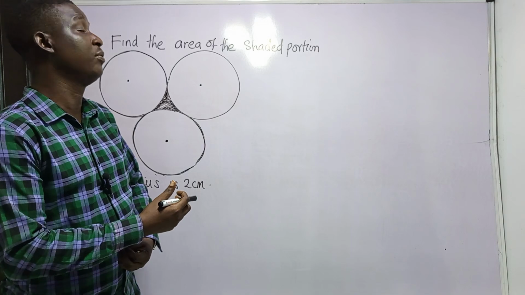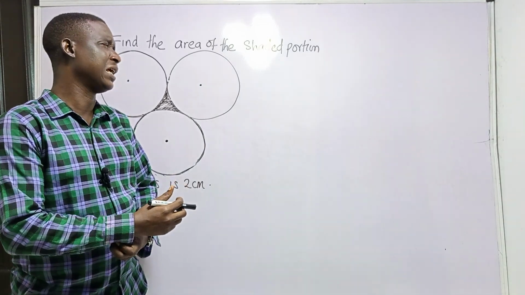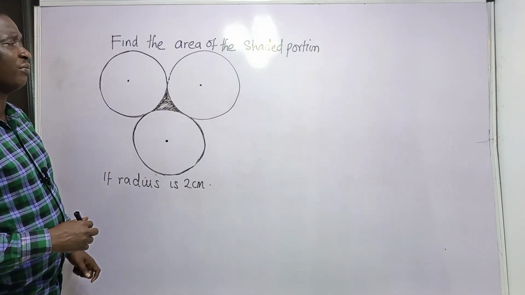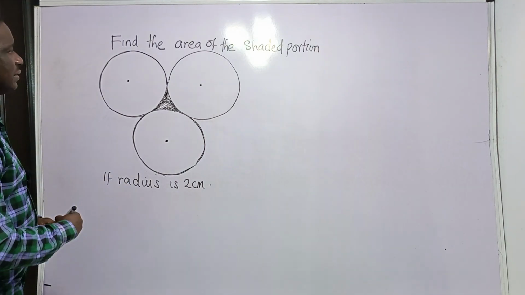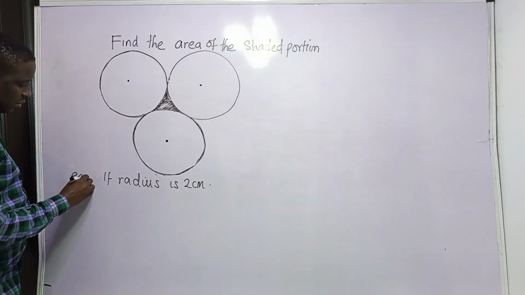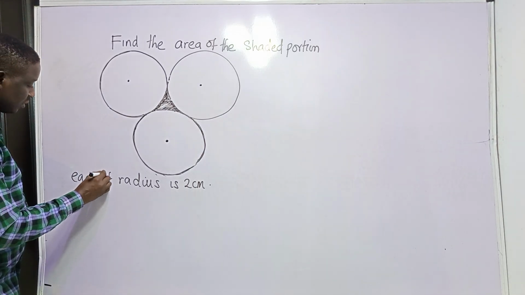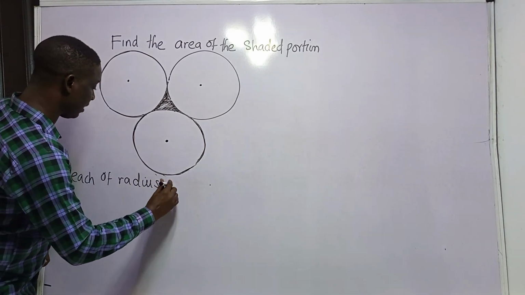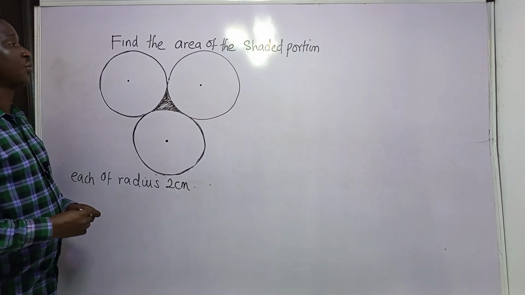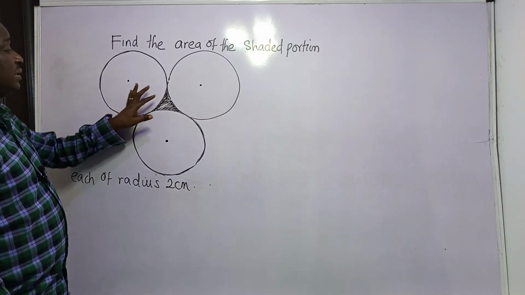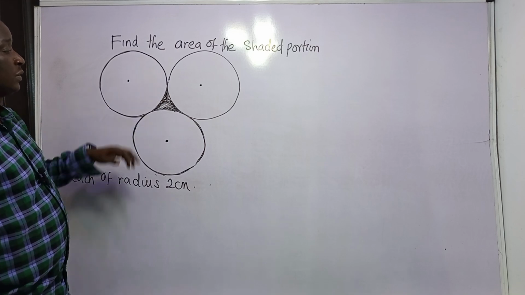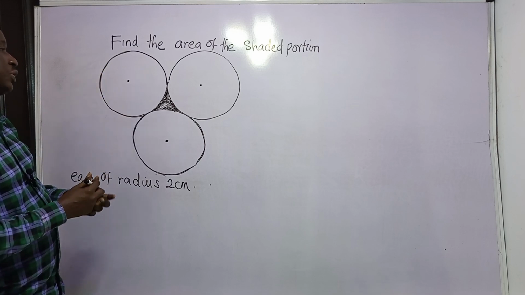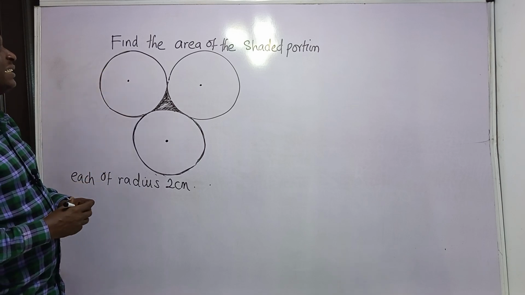Please, we want to solve a problem on geometry. In this diagram we are given three circles, and each of these circles has a radius of 2 centimeters. What we are asked to find is the area of the shaded portion. This shaded portion is in between the three circles of radius 2 centimeters each. So find the area of the shaded portion.